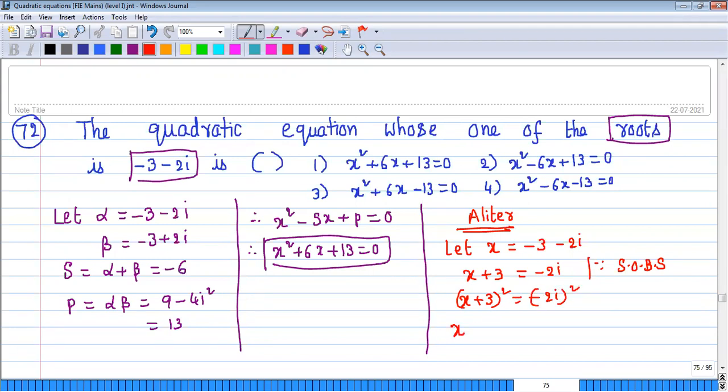So x square plus 6x plus 9 equal to 4i square. But i square is equal to minus 1, so minus 4. Take minus 4 this side. So x square plus 6x plus 13 equals to 0. This also. So that means first option is the right option.